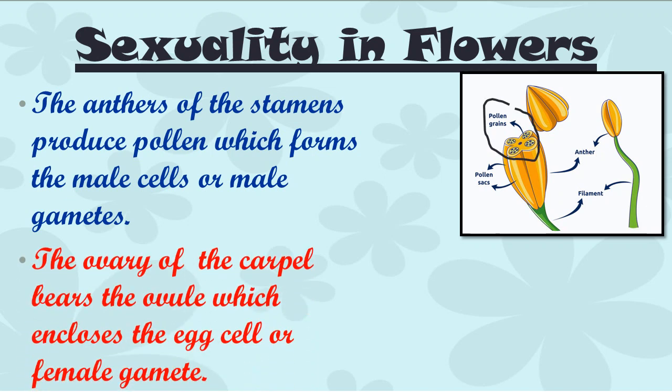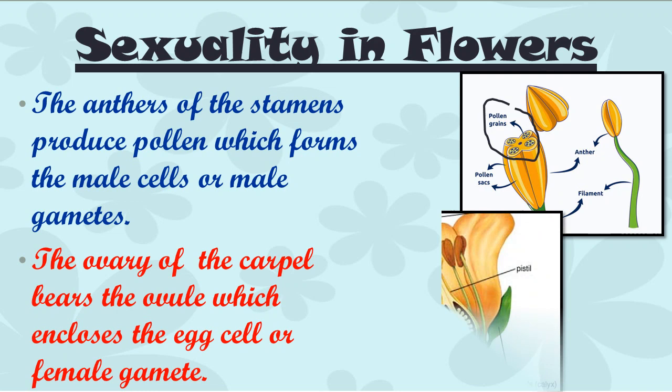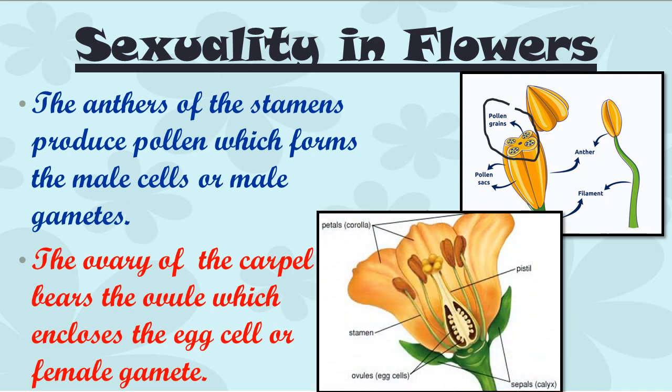Okay, and the ovary of the carpel is a female reproductive organ. The ovary of the carpel bears the ovule, which encloses the egg cells or female gametes, and the stamen and the carpels are the male and female parts of the flower respectively. Here you can observe a flower in which you can clearly see the pistil and stamen, out of which stamen is a male reproductive part, and pistil contains the ovary, which produces the egg cell or female gamete. So this is the ovary.